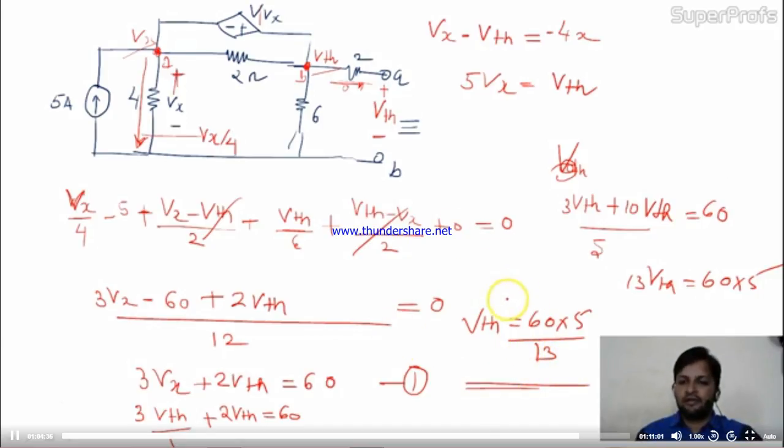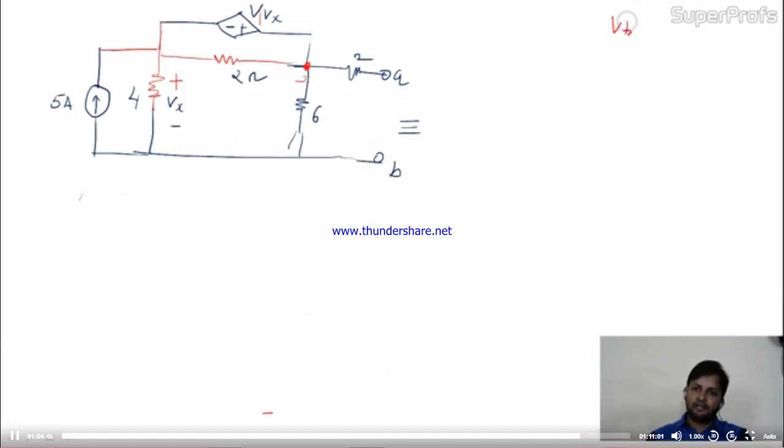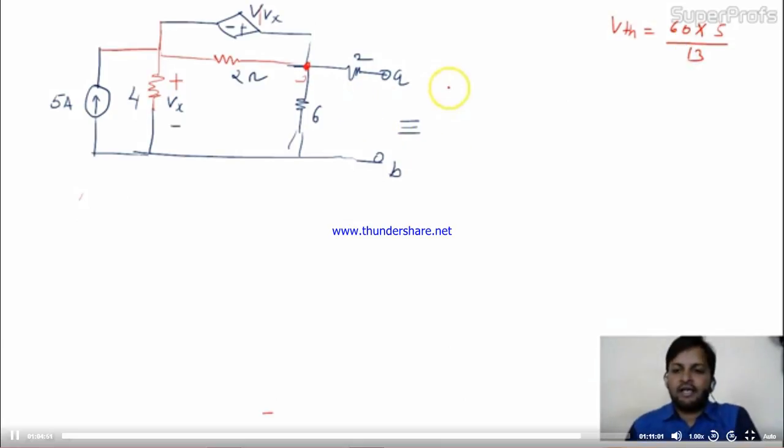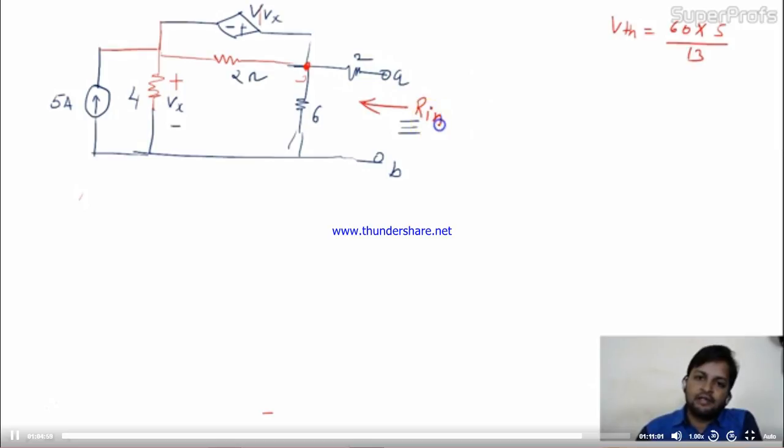Okay, the Vth is over. This is the procedure to find the Vth. Now come to the RTh. Vth is 60 into 5 divided by 13. Now what is the RTh? Again we will open these two points A and B. Here I will find the RTh, meaning R equivalent or R in.